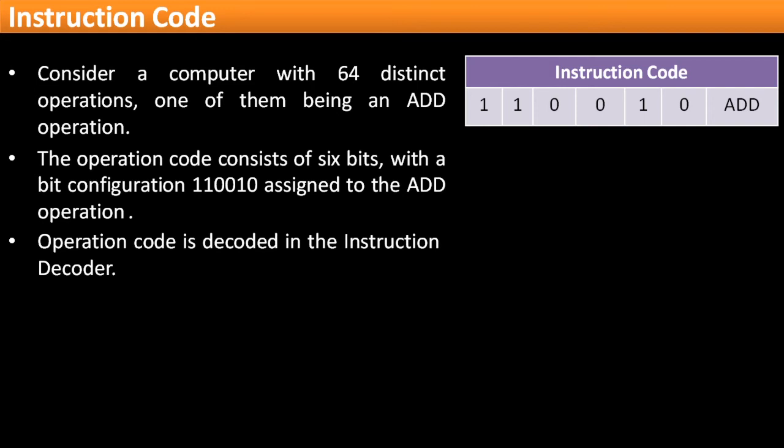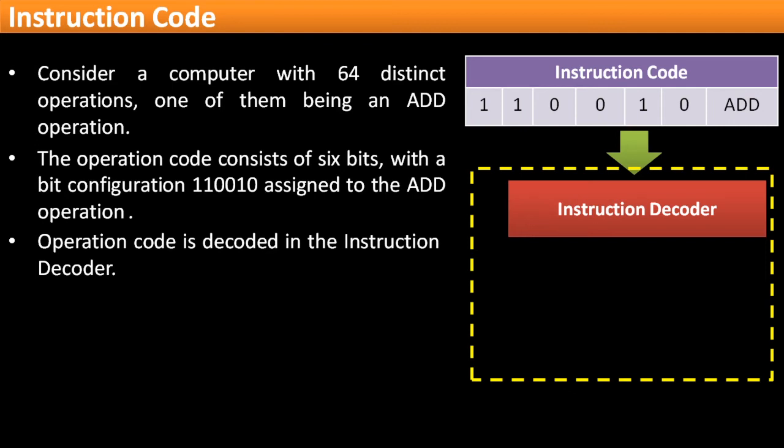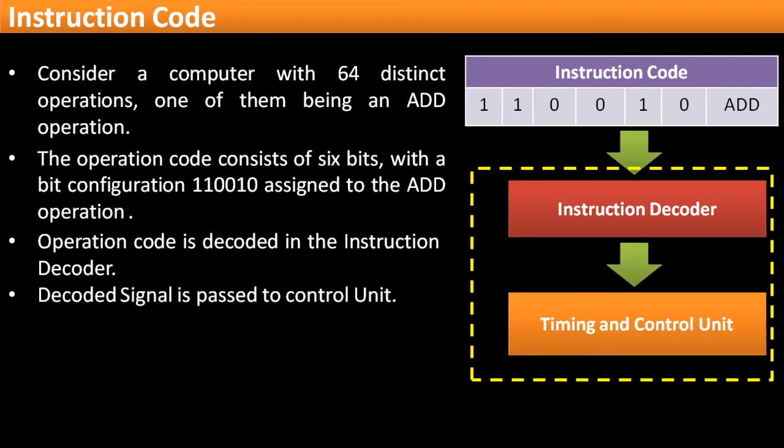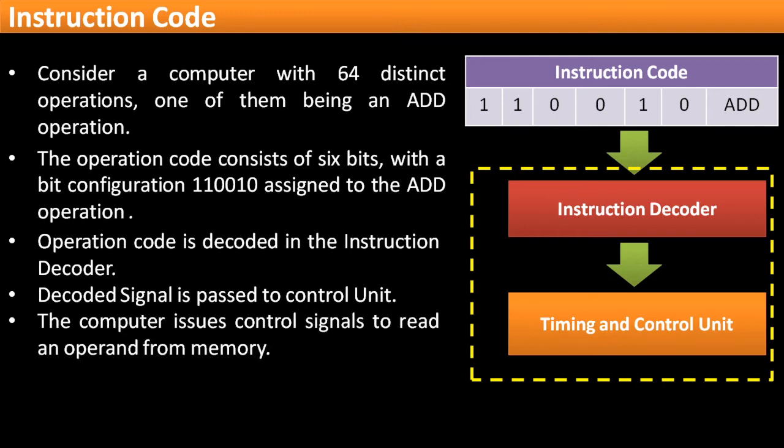Now the operation code is decoded in the instruction decoder. Then, as we can see, when the instruction code is first interpreted by the computer, it is first sent to the instruction decoder where among all the instructions only the particular instruction that has been provided will be decoded. Then it will be passed on to the timing and control unit, and in the timing and control unit section it issues the control signal to read an operand from the memory.